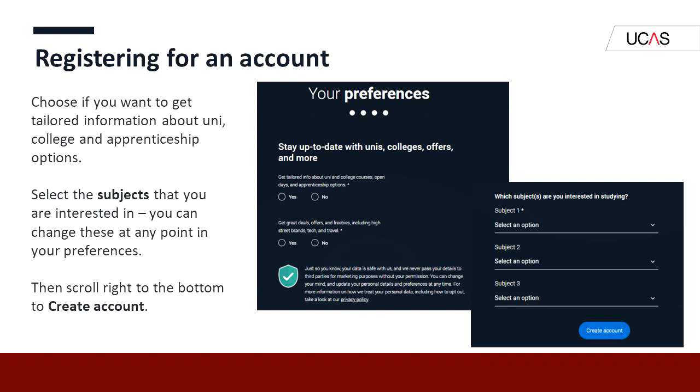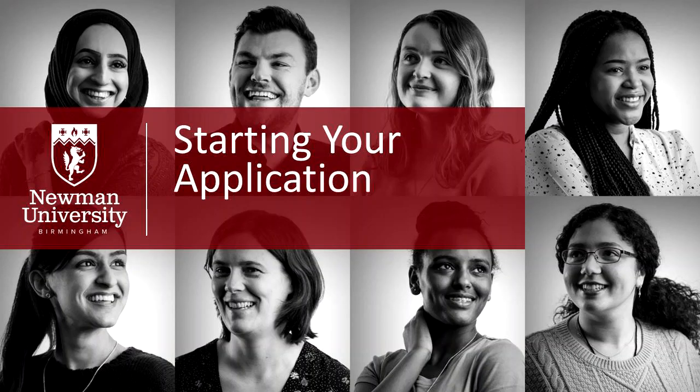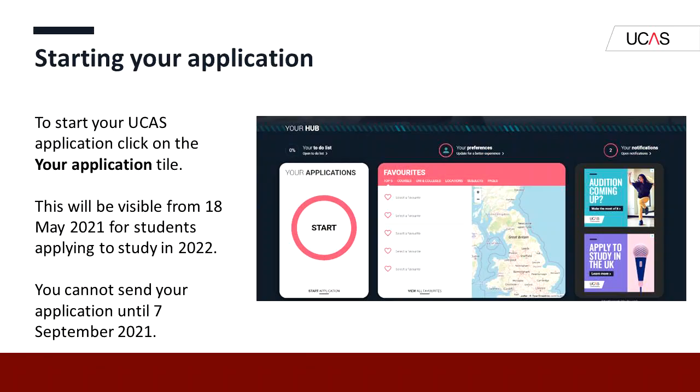Then when you're finished, if you scroll right to the bottom, you can hit the Create Account button. Then you'll be making a start on your application proper. So to start your application, you'll be on the UCAS hub and you'll click on the Your Applications tile. It will be visible from the 18th of May 2021 for students who are looking to study in 2022.